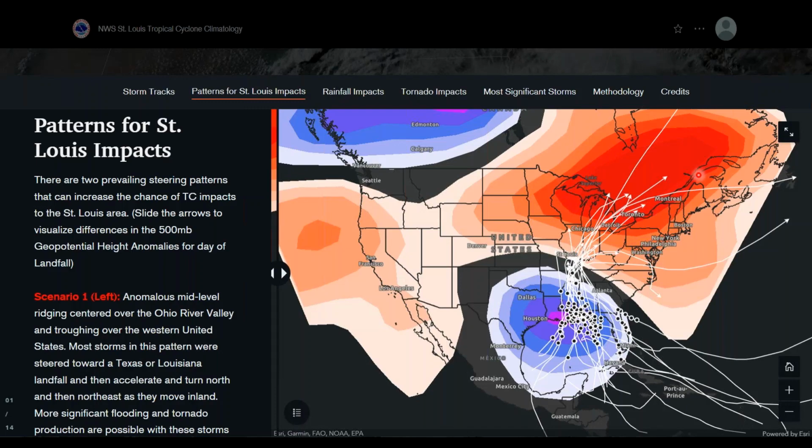So this high latitude blocking pattern basically keeps these storms more pinned up and can allow them to creep a little closer to St. Louis than you would originally have expected.